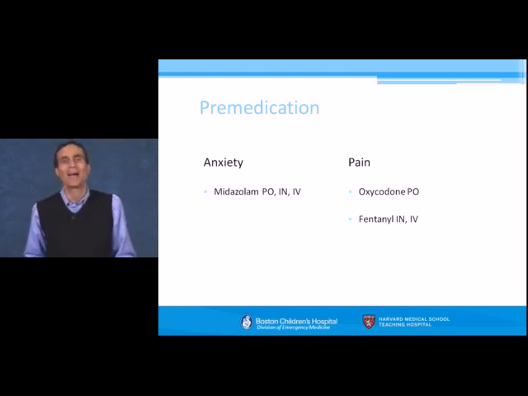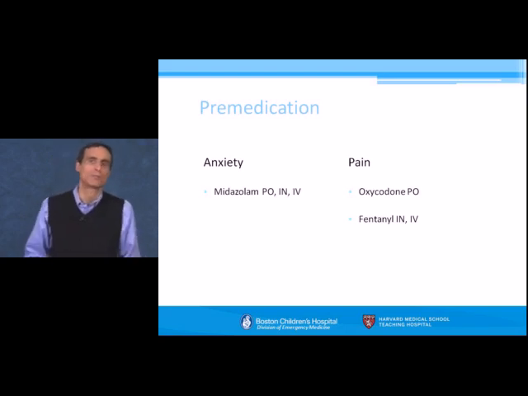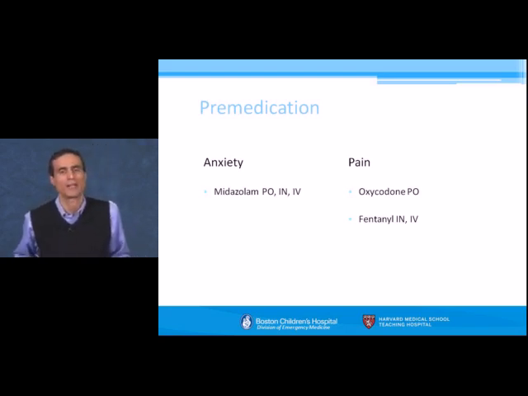The problem with hydrocodone is it's very difficult to find this in liquid form. And for the young children under the age of 5, you want to be able to give it in the liquid form. Even oxycodone is difficult to find in the liquid form. Only certain pharmacies carry it, but it's a very effective analgesic agent.